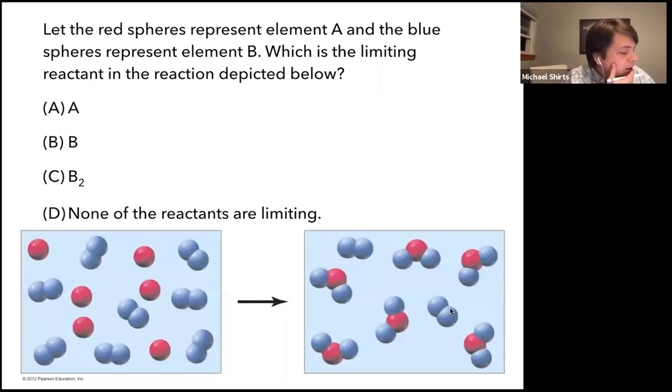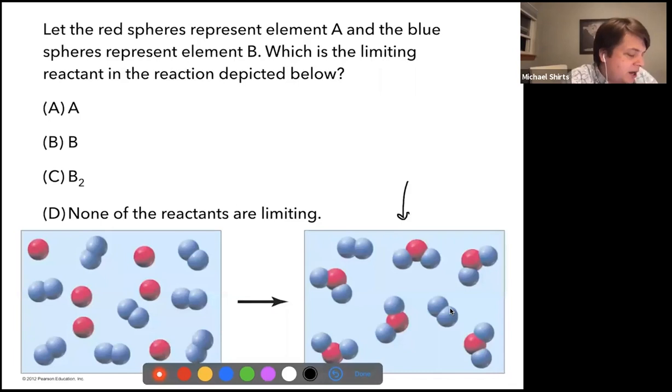So which of the reactants are limiting? The product is AB2. So if we look here at what's going on, which one is used up? The one that's used up is the limiting reactant. So we can see that there are no molecules of A left. A is the limiting reactant. When all the A is used up, the reaction stops. The rest of the B2 is just left over. So that is the basic concept of limiting reactants.